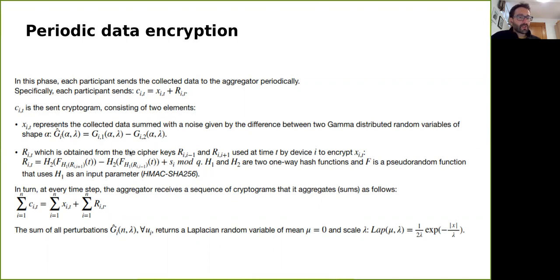RIT is obtained by the cipher keys RI minus 1 and RI plus 1 used at time t by the device I, to encrypt the XIT part. And RIT is the result of the difference between two one-way hash functions plus a pseudorandom function F. And the authors propose to use HMAC SHA-256 as a key as a pseudorandom function.